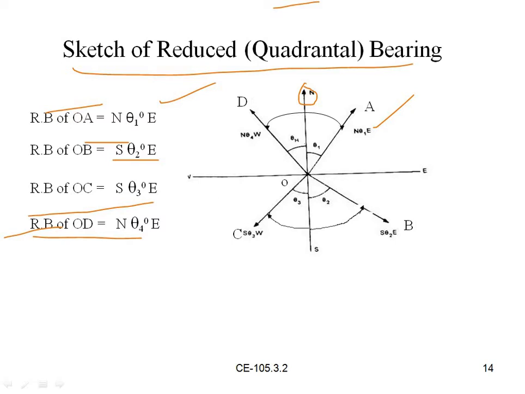So the first one will be this one, A, and the second one this, and the third will be S theta 3. So this one is third, and the fourth one, OD is equal to theta 4. This is 4, that is in the north direction.